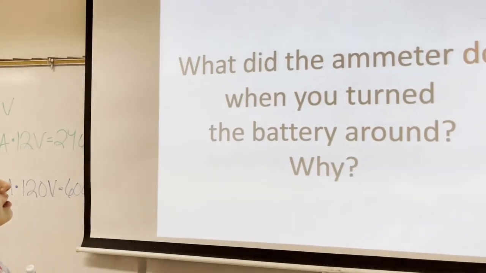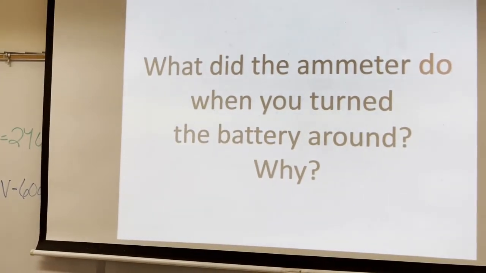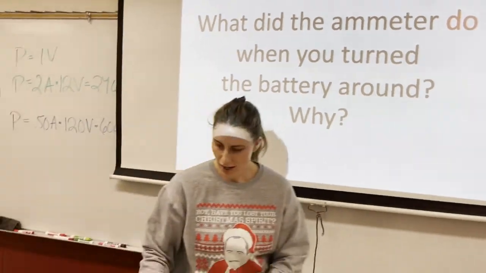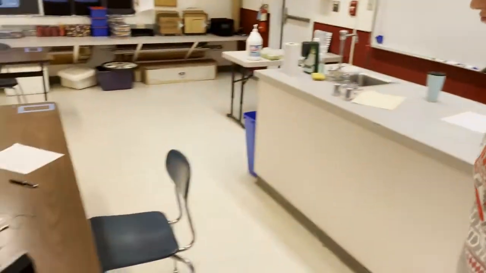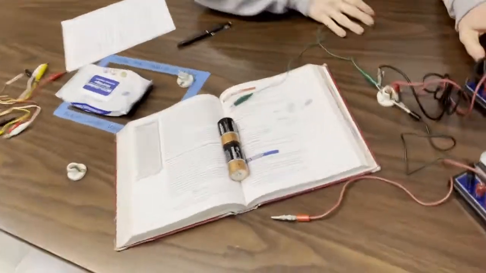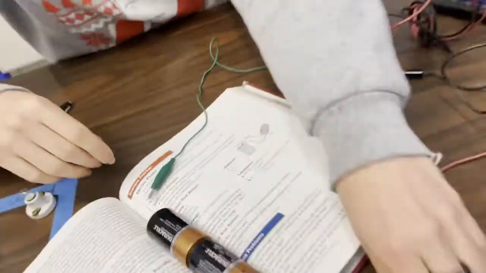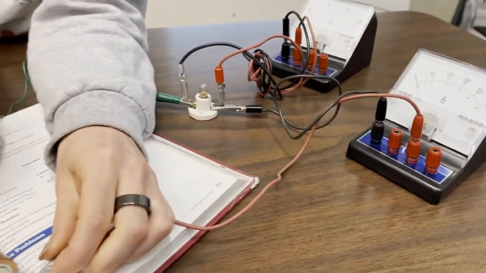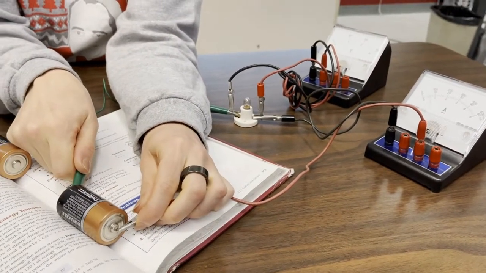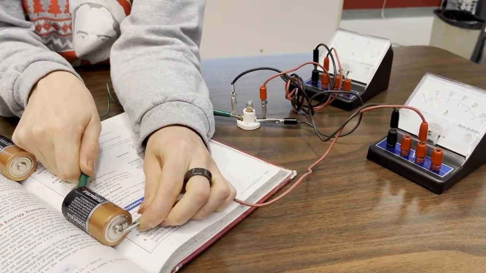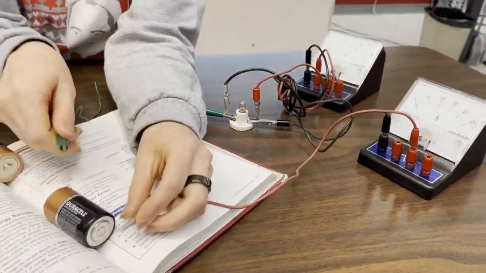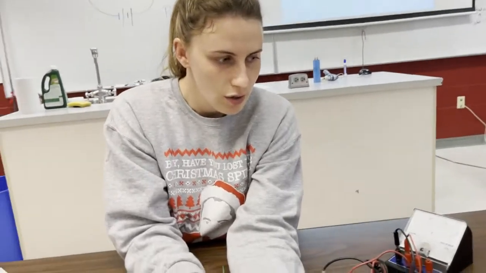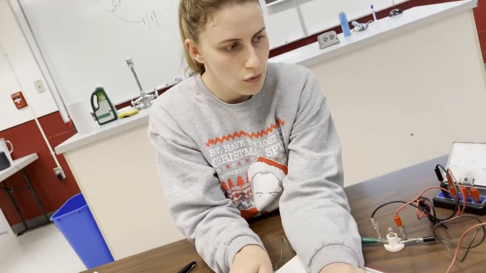What did the ammeter do when you turned the battery around? And then why? Okay, so here's our ammeter. This is the normal way it was, right? And as I turn it around, it goes the other way. So the needle goes either up or down. Why is it doing that?